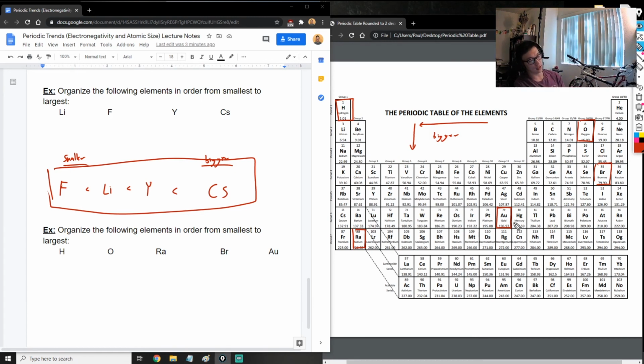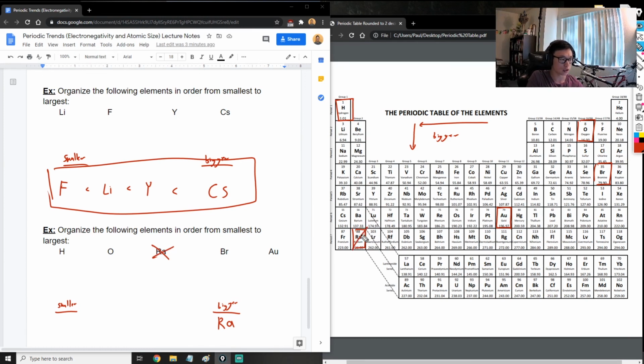Okay, so these elements are kind of all over the place. Typically, we want to start with the top right because the top right has the smallest ones and the bottom left has the bigger ones. Now for this problem, let's start with the biggest one. We'll go in reverse just so we can do it both ways. So which one is the biggest? The bottom left. The bottom left is Ra. Radium is the biggest.